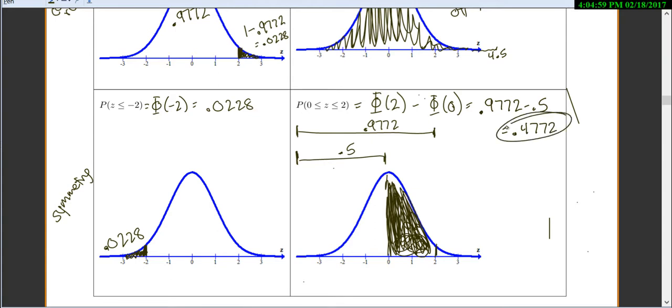Now, if you happen to subtract them in the wrong order, what will happen? You'll just get a negative value. And if you get a negative value, you know you did something wrong because you can't have negative probabilities.